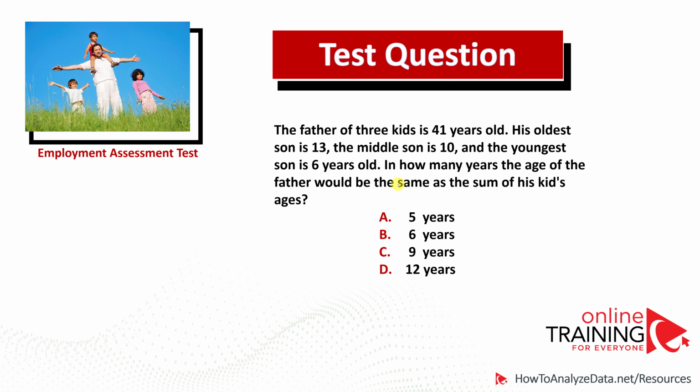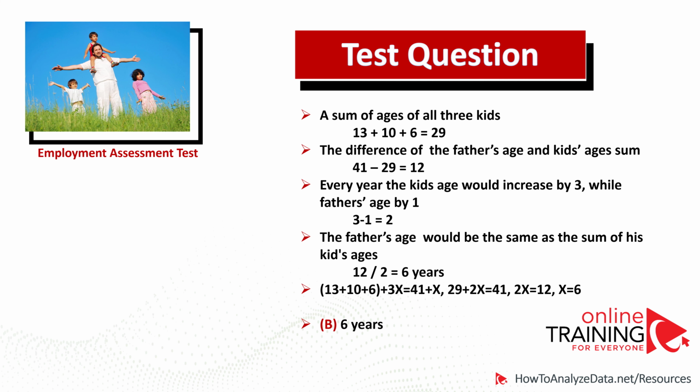If you look at the problem, one of the easiest ways to solve this problem in the test might be to add the 3 ages for the kids, incremented by 3 for every year, and increment the father's age by 1, and see at which point you are going to have a match. An alternative way to do it would be to do the calculations using a formula. So let's calculate the sum of all 3 kids' ages first.